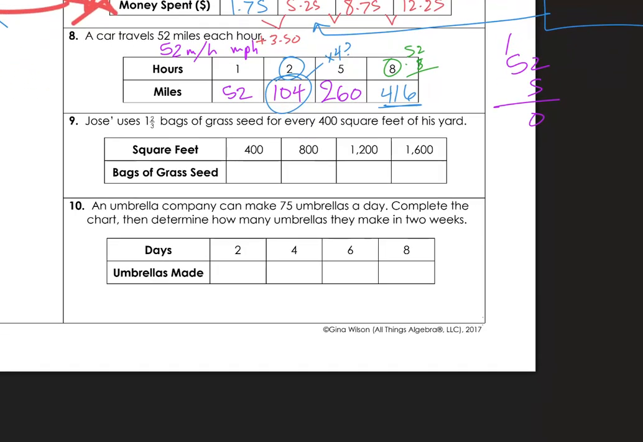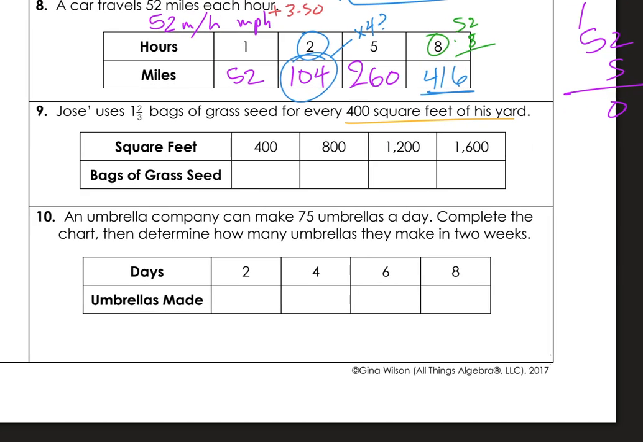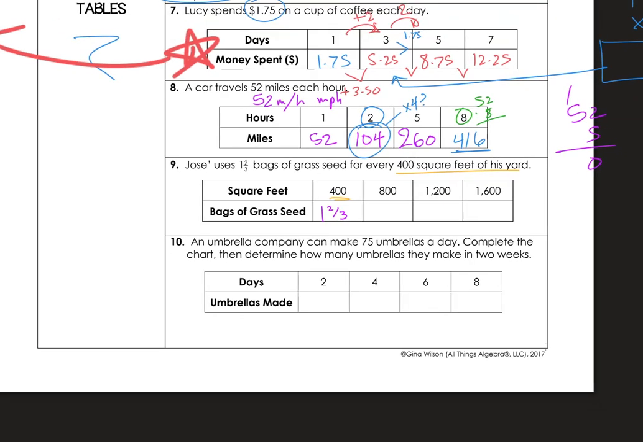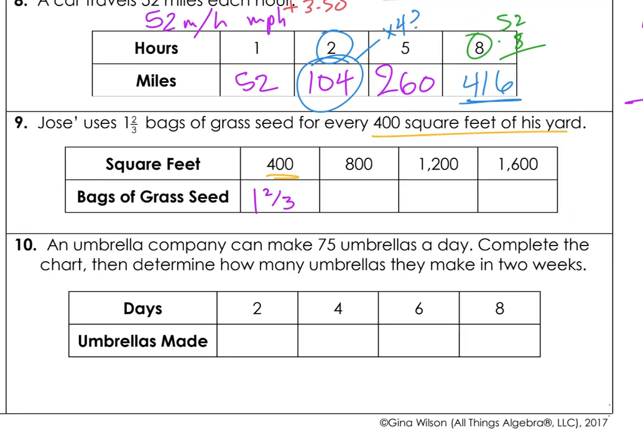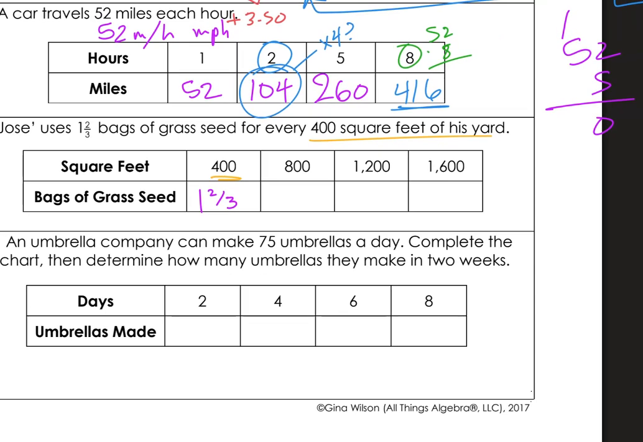Now, we have to read this question a little carefully. Jose uses 1 2/3 bags of grass for every 400 square feet of his yard. So he uses 400 square feet here. That means he's got 1 2/3 right here. Okay, so we could sit here and go, 400 times what number equals what? Or we could do this.